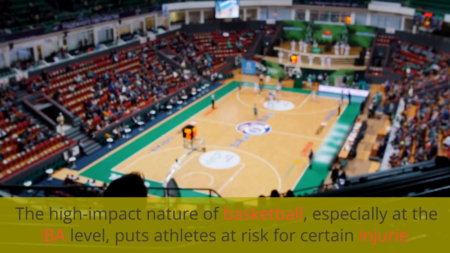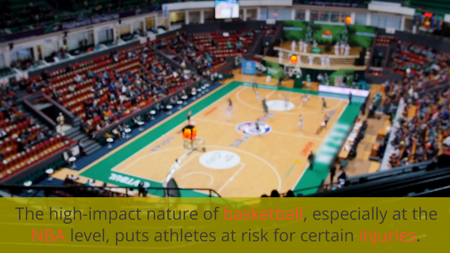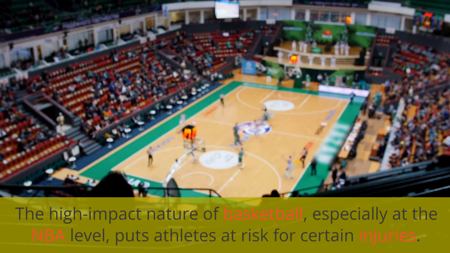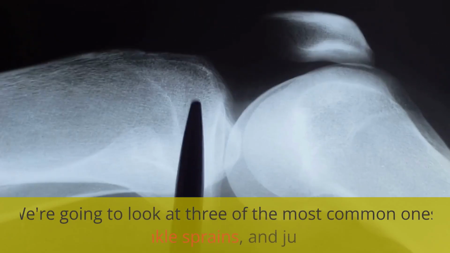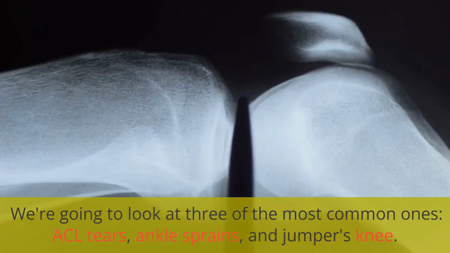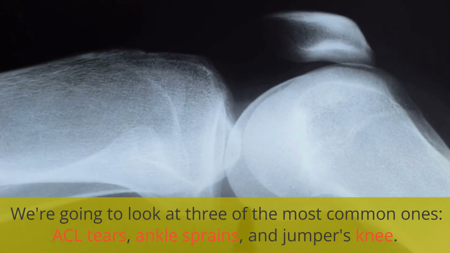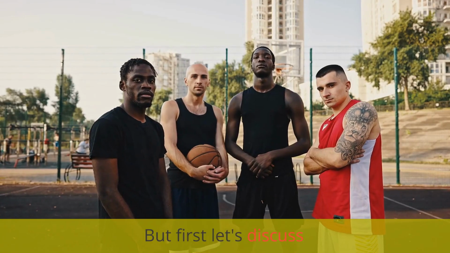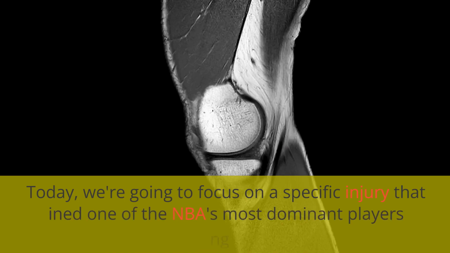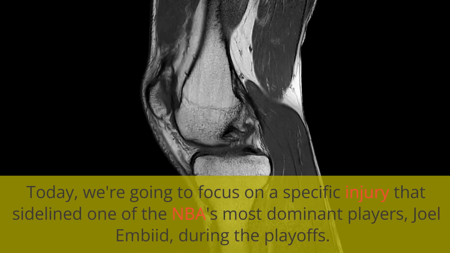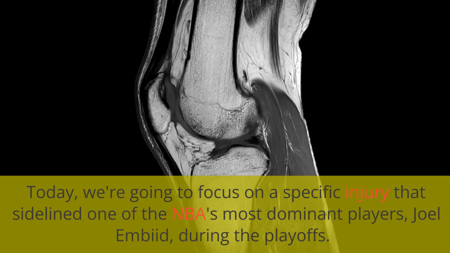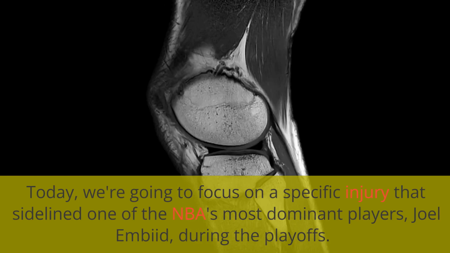The high-impact nature of basketball, especially at the NBA level, puts athletes at risk for certain injuries. We're going to look at 3 of the most common ones: ACL tears, ankle sprains, and jumper's knee. But first, today we're going to focus on a specific injury that sidelined one of the NBA's most dominant players, Joel Embiid, during the playoffs.